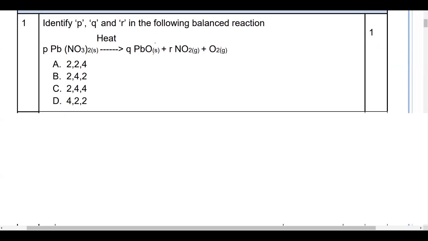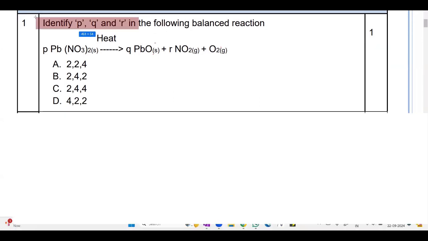In the first question, we have to identify what P, Q, R are in the following balanced reaction. As you can see in this reaction, this is lead nitrate, a solid powder. It is heated to form lead oxide, nitrogen dioxide gas, and oxygen.